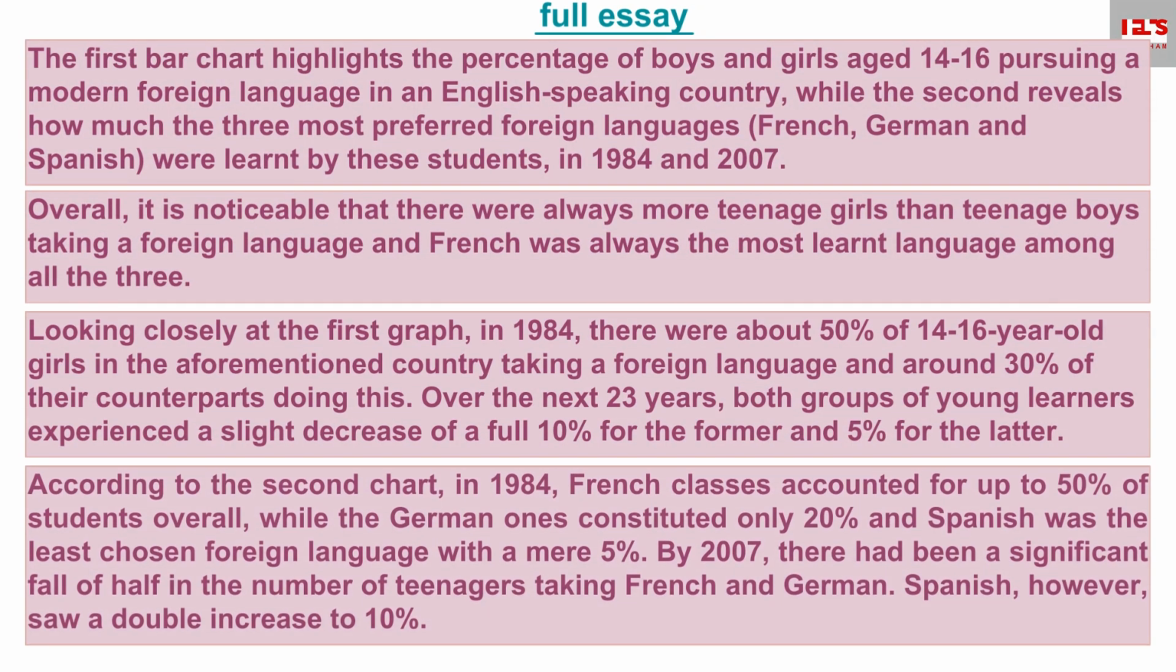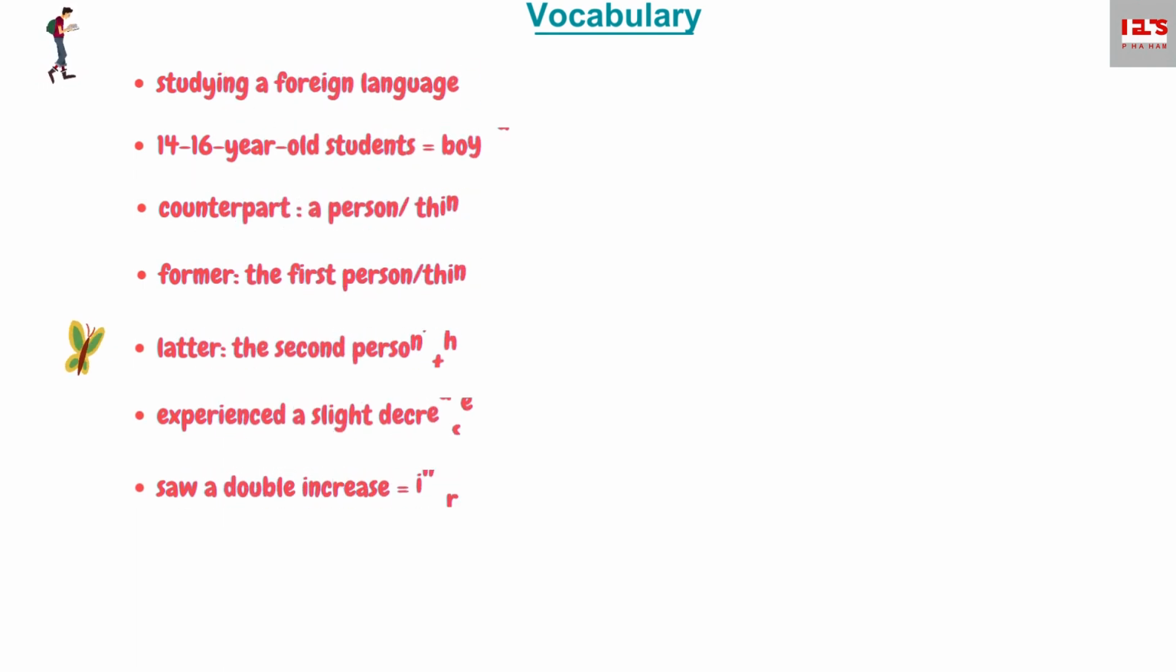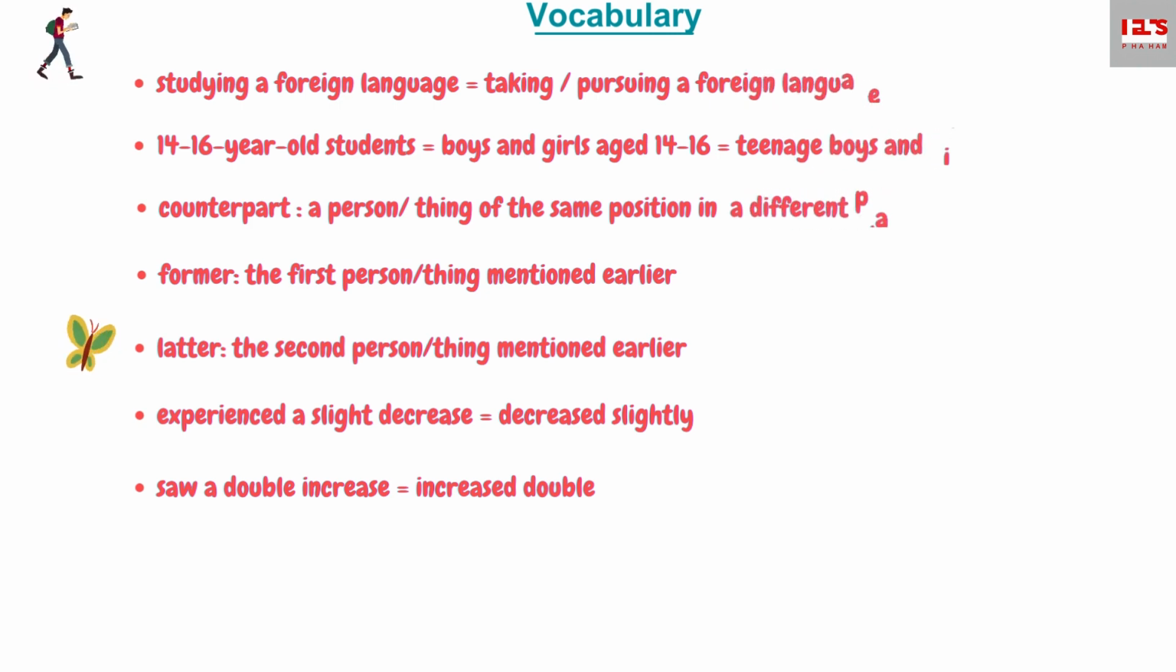So here is my full essay. And finally, let's look at the vocabulary from the essay. Counterpart, former, latter. These are words that I use to refer to boys and girls. In this way, I can avoid repeating the words girls and boys.